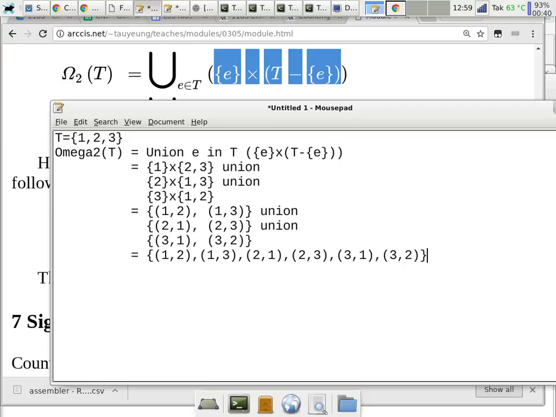So we have 6 possible outcomes when you are choosing 2 things, when you have 2 trials and the first trial has 3 things to choose from. Is that okay? All right.